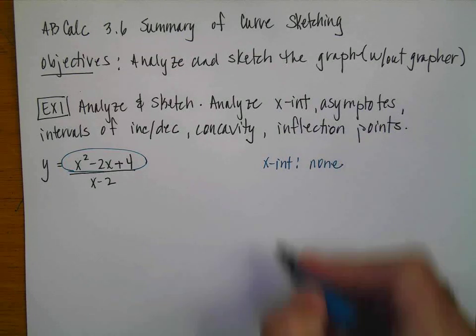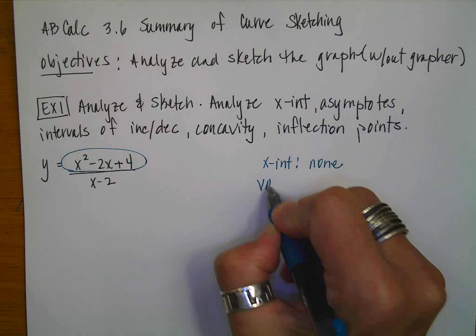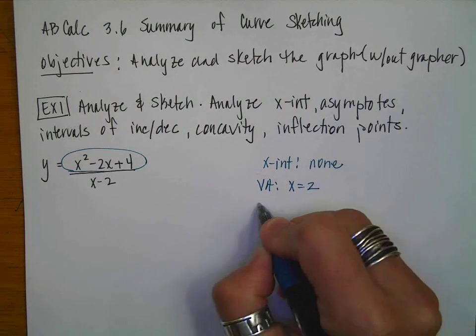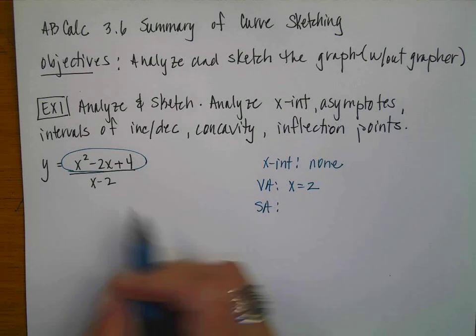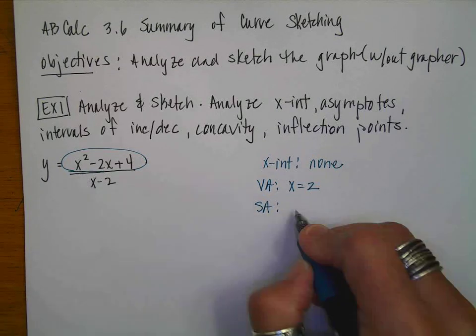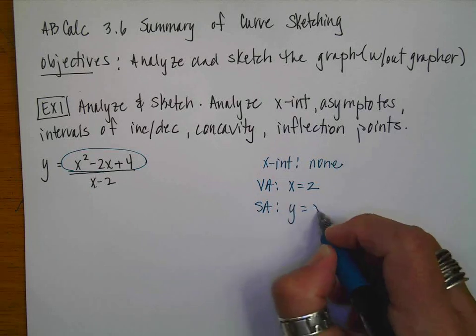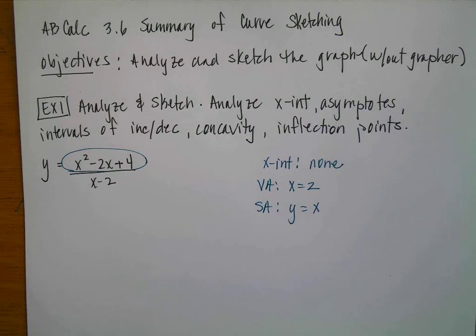I do know that I have a vertical asymptote at x is equal to 2. And for my slant asymptote, the degree is higher in the numerator. When I divide x squared by x minus 2, I'm going to get y is equal to x as my slant asymptote. So that has answered a few of the questions.